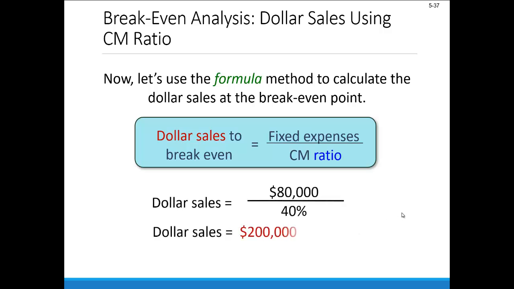Now, the formula method can also be used to calculate dollar sales to break even rather than unit sales to break even. And all we have to do is make one little change. So we're still going to take the fixed expenses that have to be covered to break even and divide by contribution margin. But now, rather than dividing by unit contribution margin, we're going to divide by contribution margin ratio, right? That portion of every sales dollar that goes toward that bottom line profit. So in RBC's case, that's $80,000 in fixed expenses still, divided by their CM ratio of 40% gives us dollar sales of break even of $200,000.